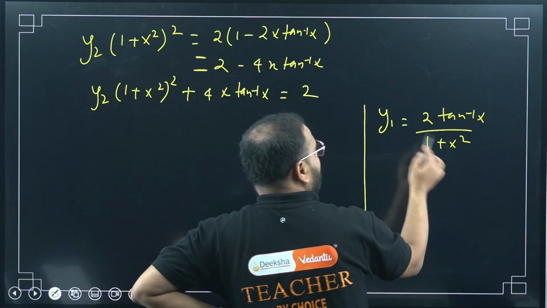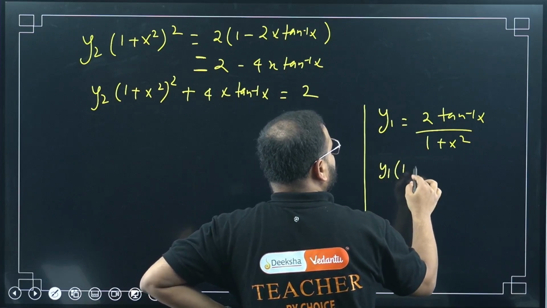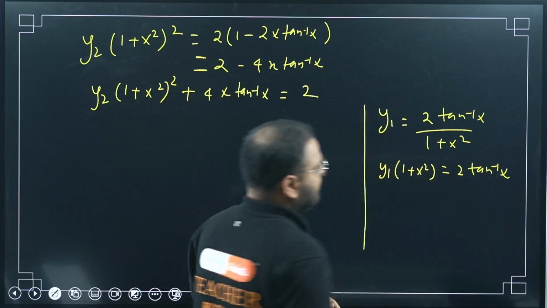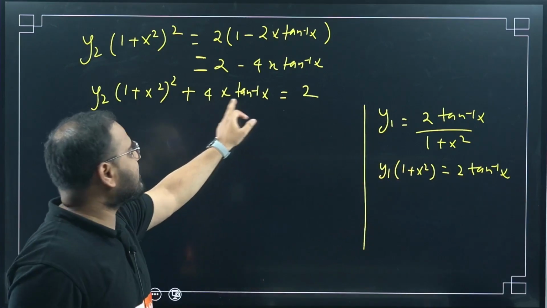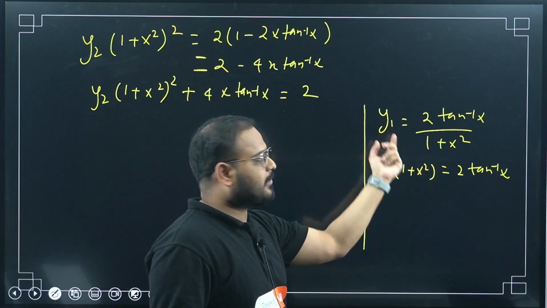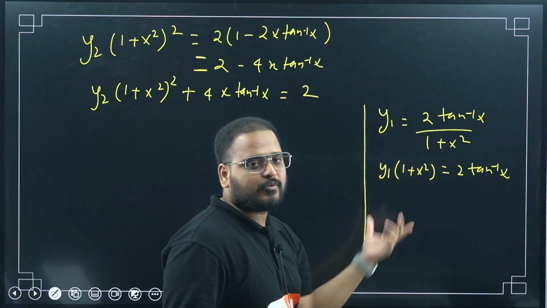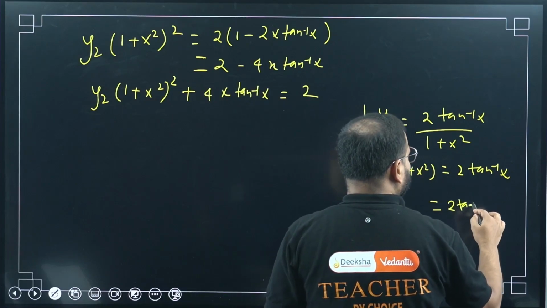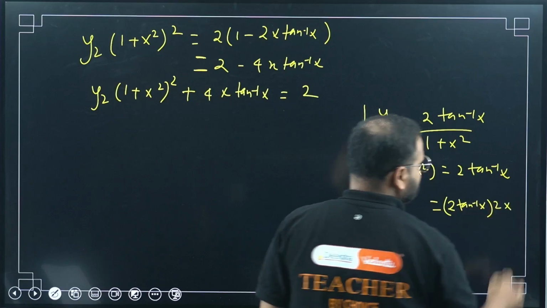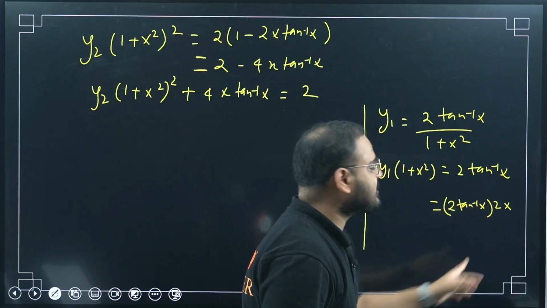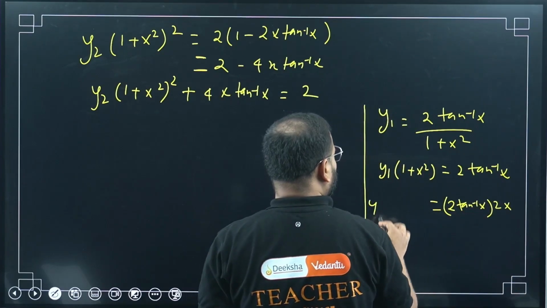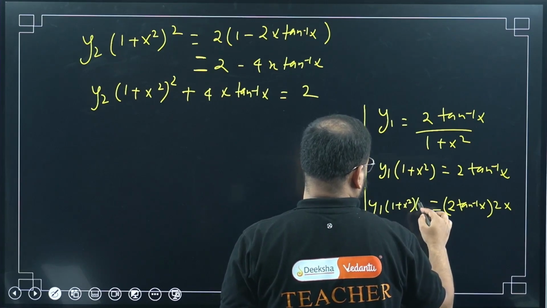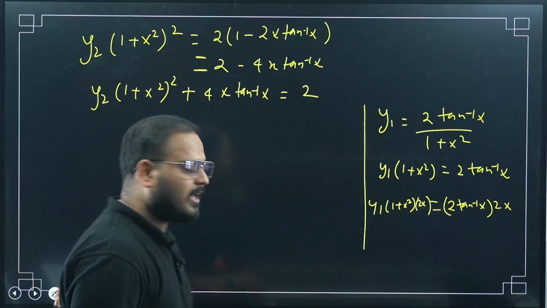Please check. So I'll multiply this over here. y1 times 1 plus x square equals what? 2 tan inverse of x, or not? What value do I want? I want 4x tan inverse of x. So from here, if I cross multiply, I get 2 tan inverse of x as y1 times 1 plus x square. But I want 4x, only 2 is there. I'll multiply 2 tan inverse of x with 2x. Then I get 2 times 2 is 4 and x is there. I have to multiply this thing over here also, y1 times 1 plus x square, with 2x.